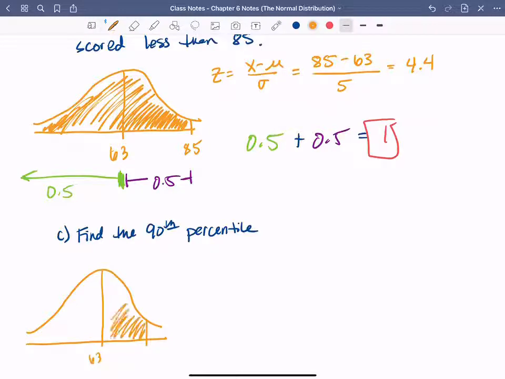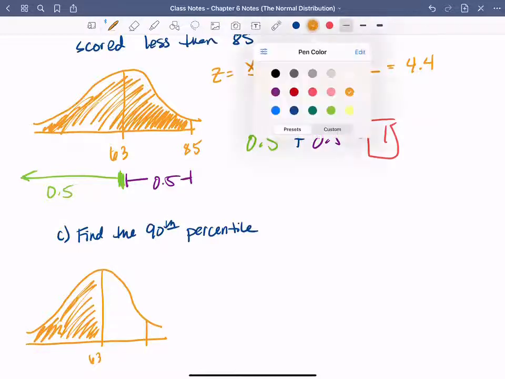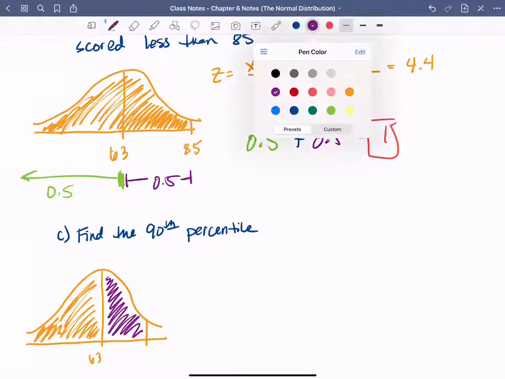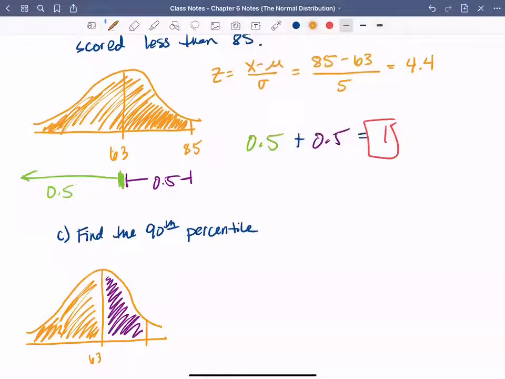And how do we know that? Because if, and I should start shading, if this is 50%, then we need to try to figure out this other piece. And this other piece right here is 40%, right? So how do we find what this value is? Because we don't know what the score is right here. We don't know this. So that's what we're trying to find.